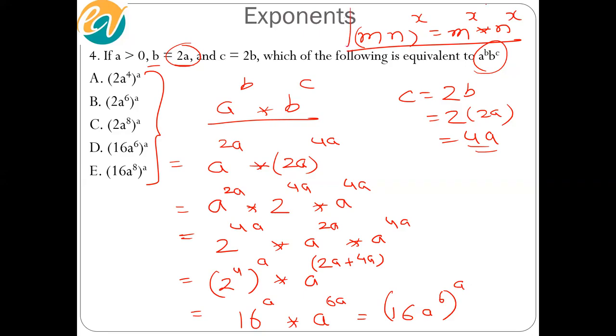Again, going by this property, if you were to open this up, it would be essentially nothing but distributing the exponents: 16 raised to the power of A into A raised to the power of 6A. So D is the answer.